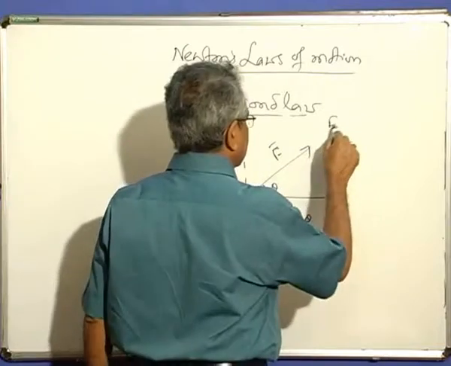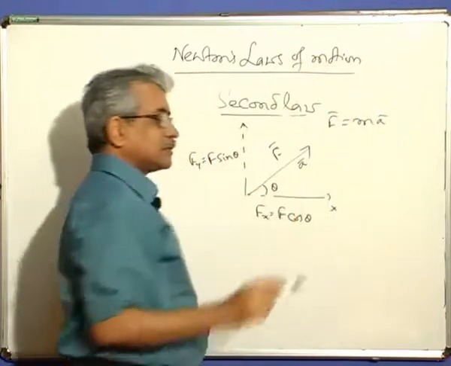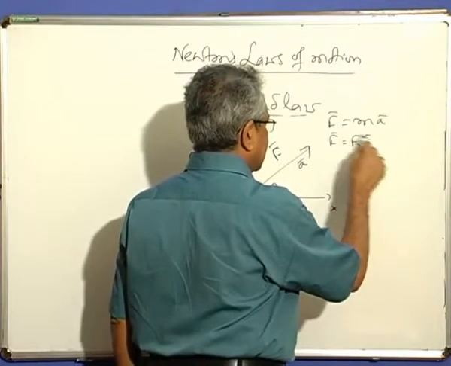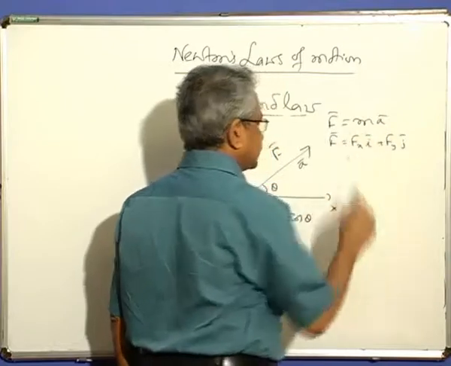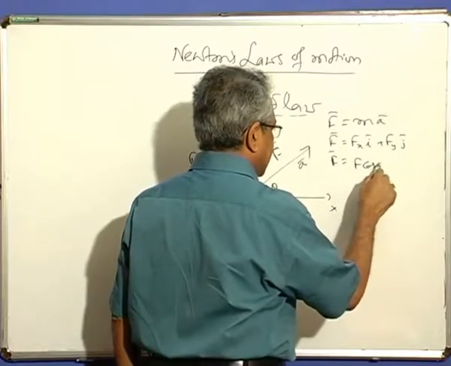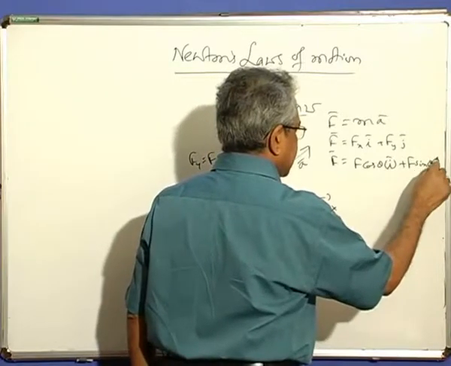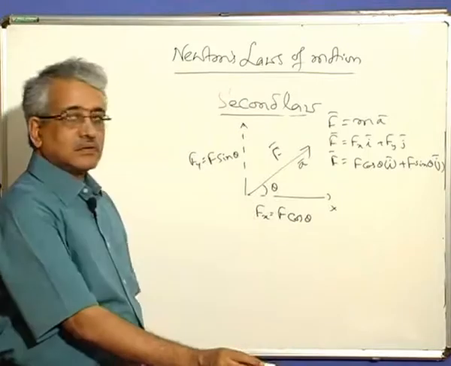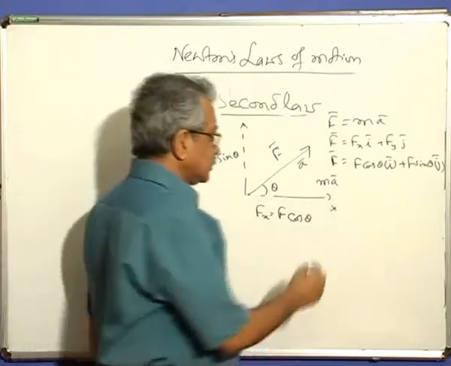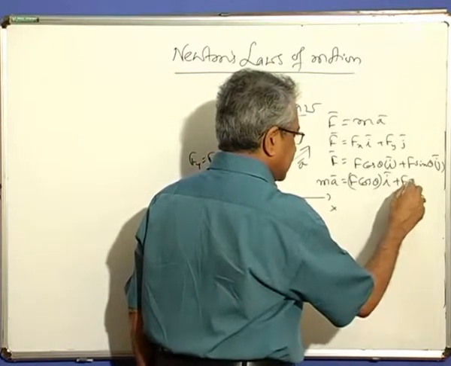So we can write the equations like this. F is equal to ma. That acceleration is in this direction, and this acceleration also will be in the direction. This force has two components, Fx i plus Fy j. That means F is equal to F cos theta i plus F sin theta j. What about acceleration now? This is m into a. So m into a is equal to F cos theta i plus F sin theta j.